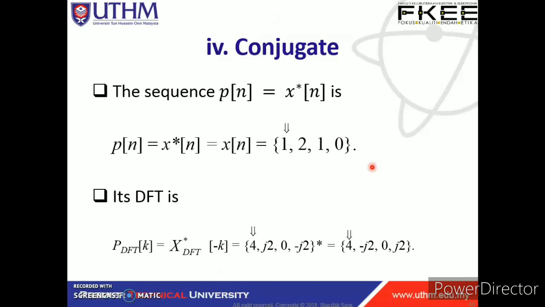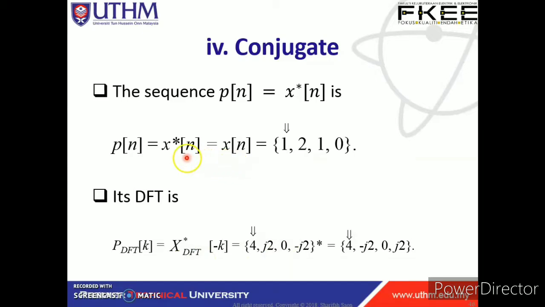So this fourth question is to find pn equals to x conjugate n, the conjugate value of the discrete signal xn. In this question, there is no property in the table. So this is a property that you need to memorize: pn equals to x conjugate n. To calculate the P DFT k, we need to find the conjugate of the folding value of x DFT.